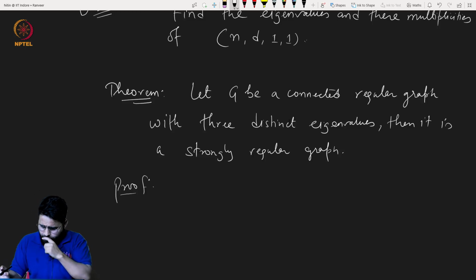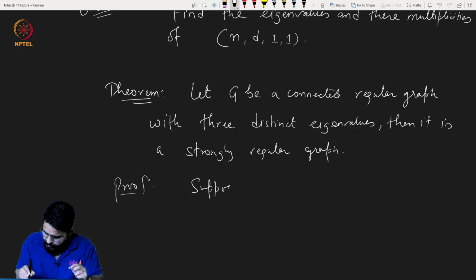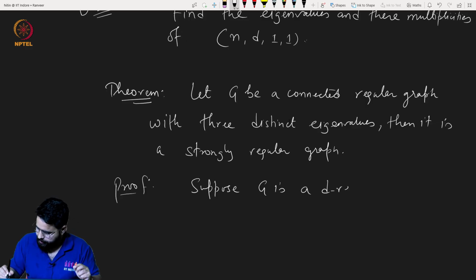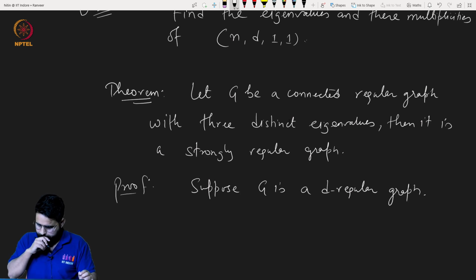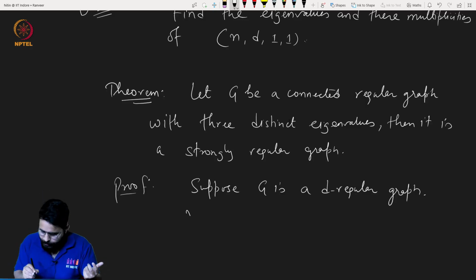Okay, very good. So now suppose this is a d-regular graph. Suppose G is a d-regular graph, so then what? The largest eigenvalue, lambda 1, is equal to d, and it is connected also.